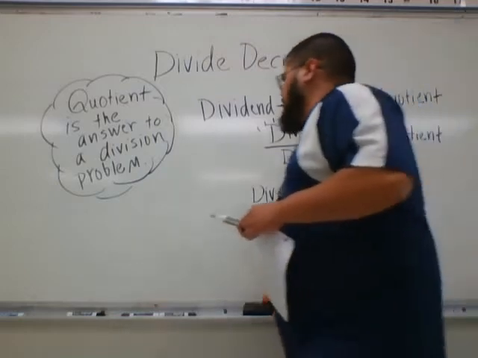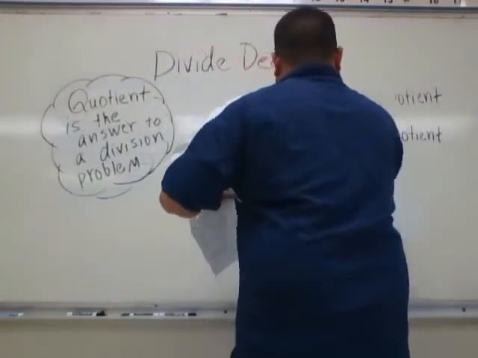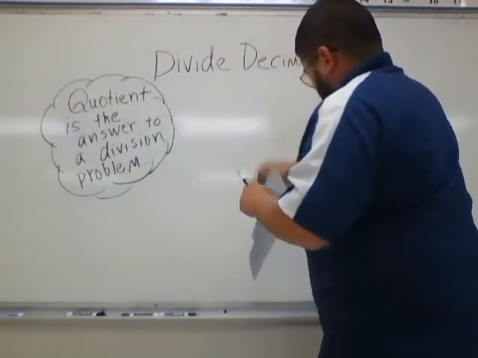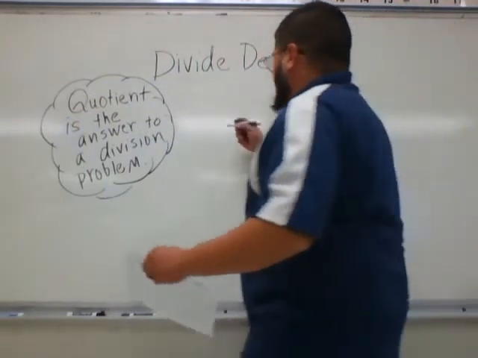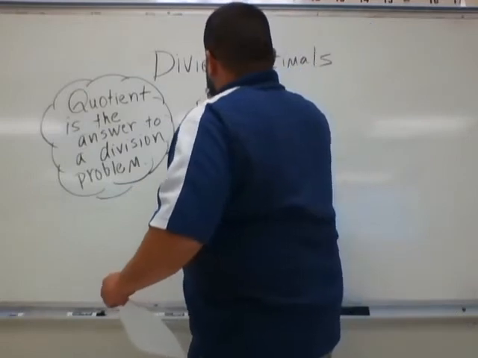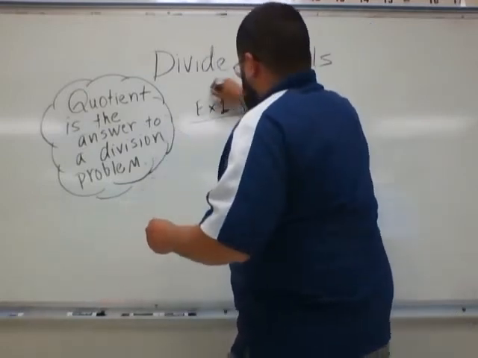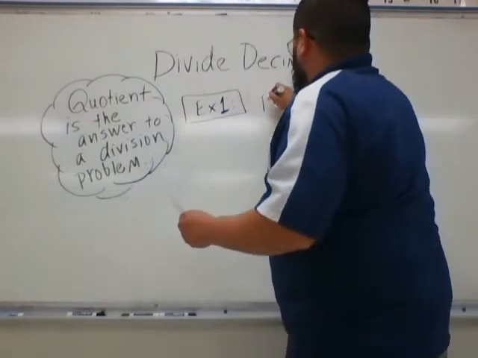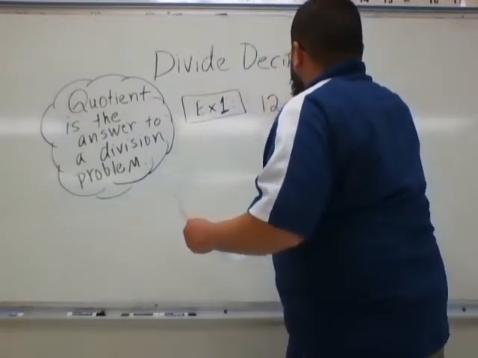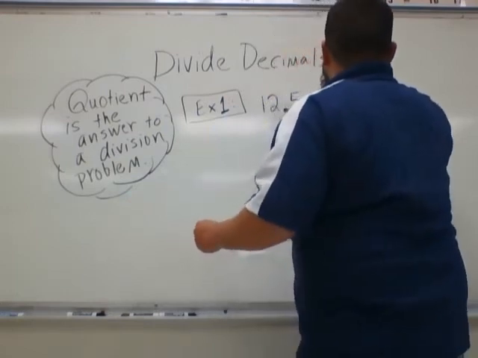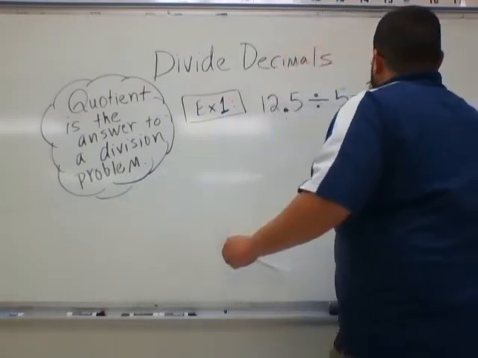Okay, go ahead and start with examples. So we're going to have example 1. $12.5 divided by 5 equals question mark.